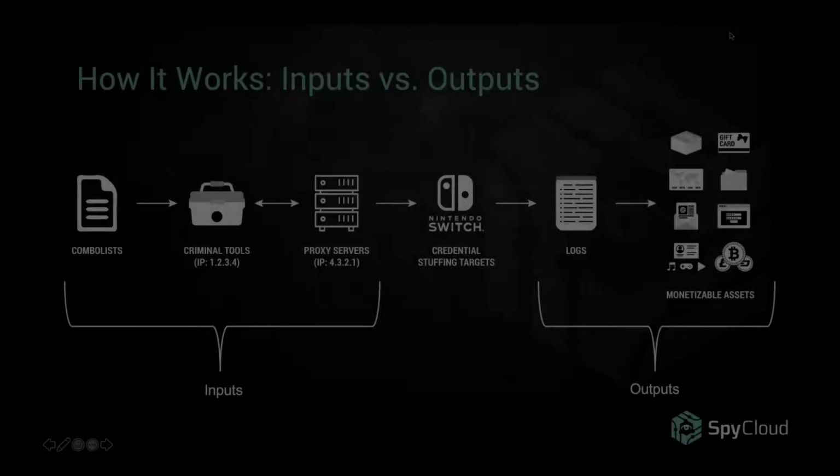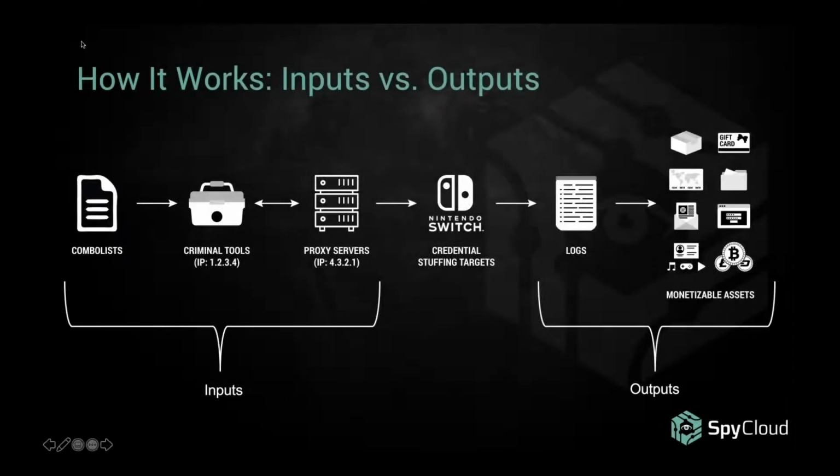Going to take a look at the overview of the components of credential stuffing, what I like to call the components of credential stuffing. You can see on the left here we have inputs, and on the right we have outputs. The input section of this graphic contains combo lists, criminal tools, and proxy servers. And in the middle there we have the credential stuffing targets. In this example, Nintendo Switch accounts.